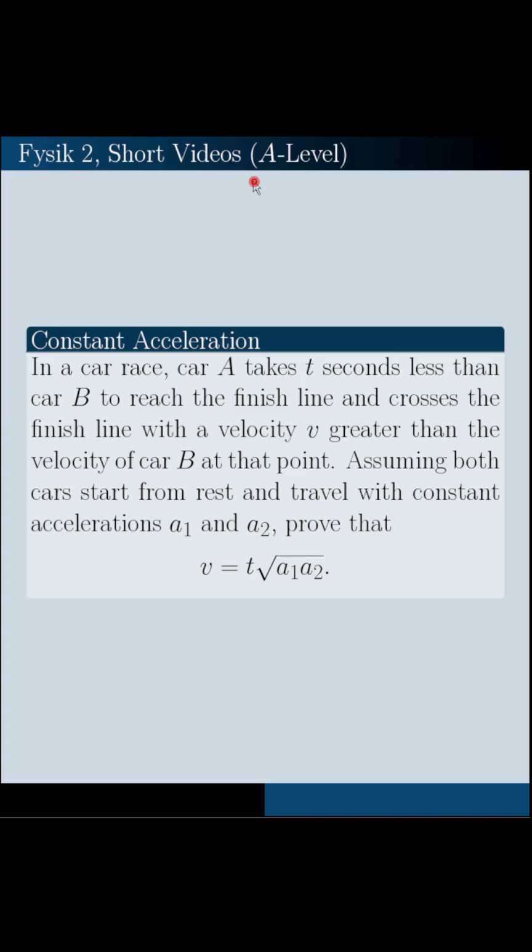Hello, in this short video we are going to investigate the following A-level problem on the topic of constant acceleration in one dimension. In a car race, car A takes t seconds less than car B to reach the finish line and crosses the finish line with a velocity v greater than the velocity of car B at that point. Assuming both cars start from rest and travel with constant accelerations a sub 1 and a sub 2, prove that v equals t times the square root of a1 times a2. Pause the video at this point and give it a try.